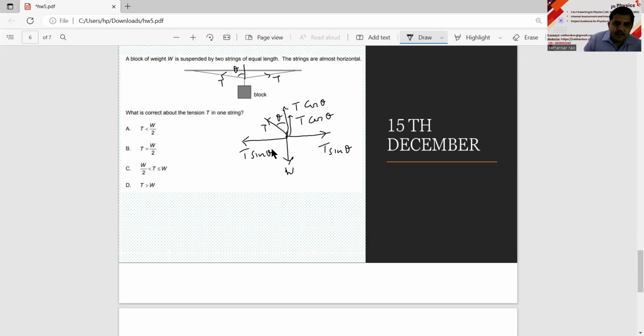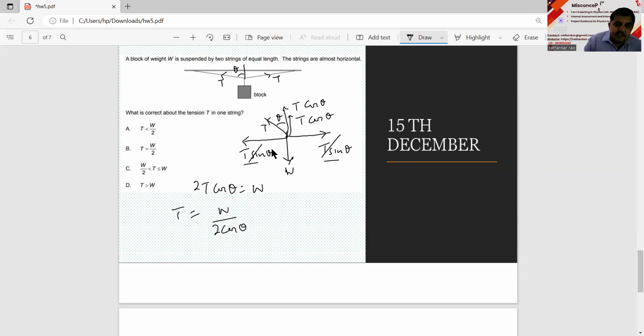So now, if I write down the full equation, what do I get here? I can say that this component and this component will cancel each other because they're oppositely directed. But here it is in the same direction. So I can now write 2T cos theta is equal to W, or T is equal to W by 2 cos theta. Now, if you notice this, the value of theta is very, very high.